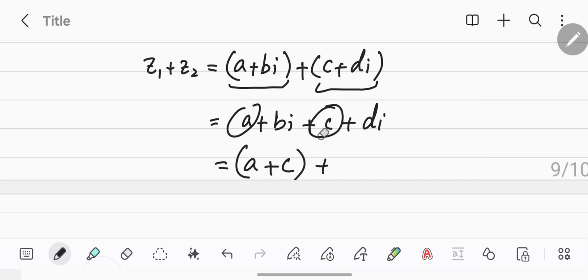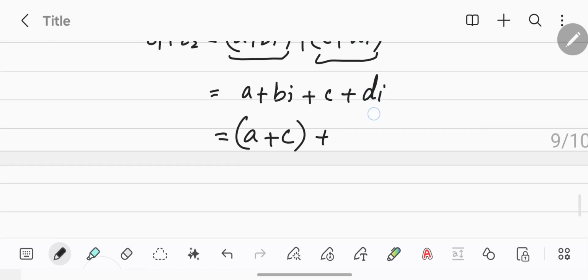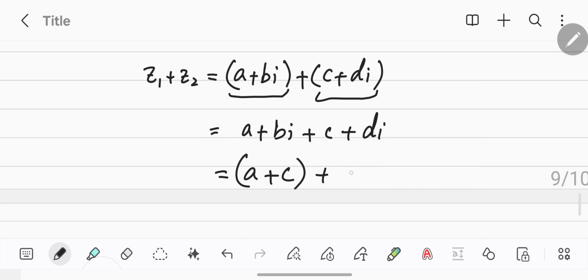Then look at the imaginary part of both. This is the imaginary part of the first one, this is the imaginary part of the second one. So add them both: b plus d iota. I will write b plus d iota. What I have done is just add the real parts of both and then the imaginary parts of both. So this is just the sum of two complex numbers.